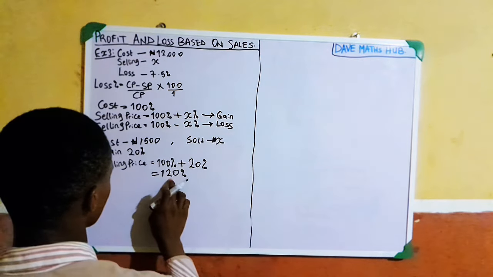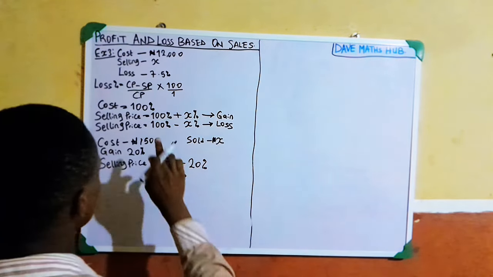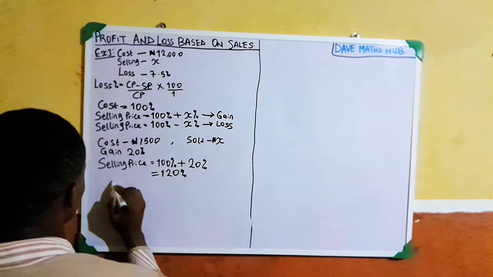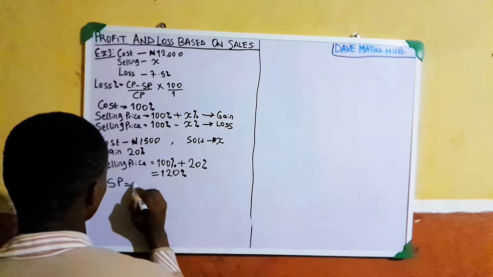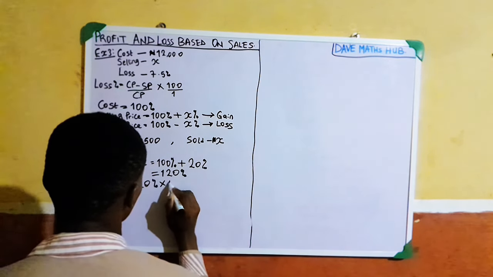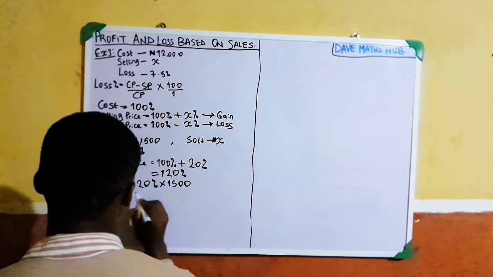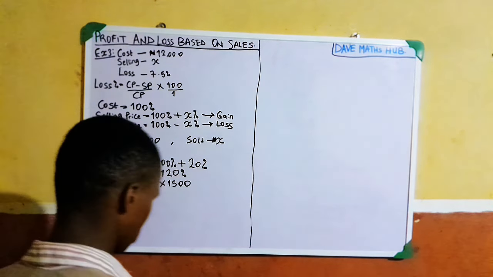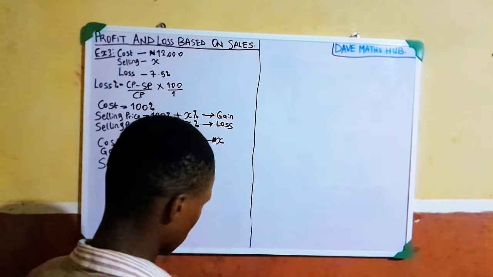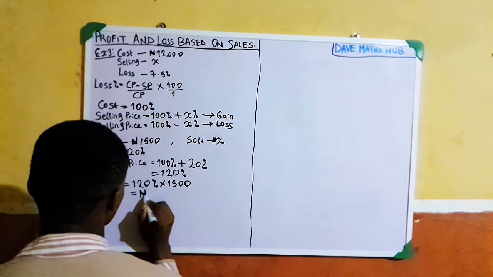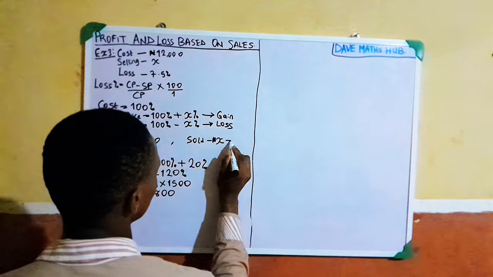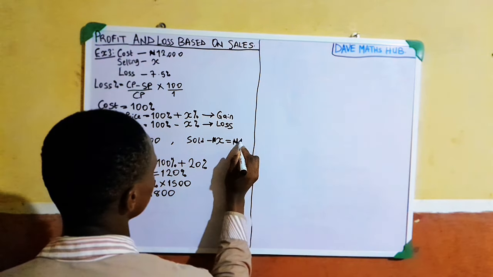Now, this 120% will be used against the cost price to get the exact value of selling price. So, selling price in value will be 120 percentage times 1,500. 1,500 times 120%, giving us a selling price value of 1,800, which we were told earlier on.